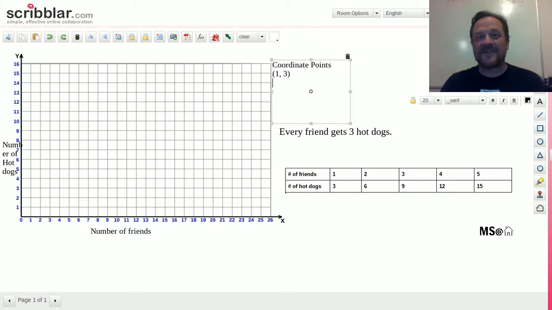See how that works? That's pretty cool, huh? So what's the next coordinate point? If you look at the next column, it says 2 and 6. That's 2 friends. Whoops, forgot my parentheses. 2 friends, 6 hot dogs. And so on. I'm going to go ahead and list them all.